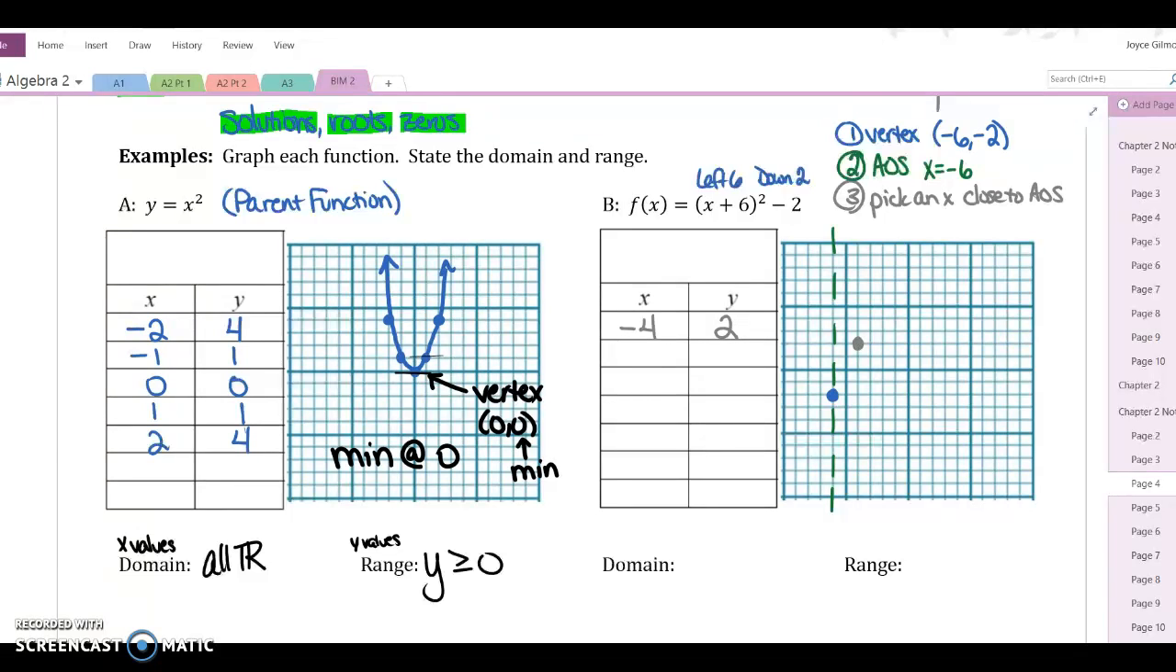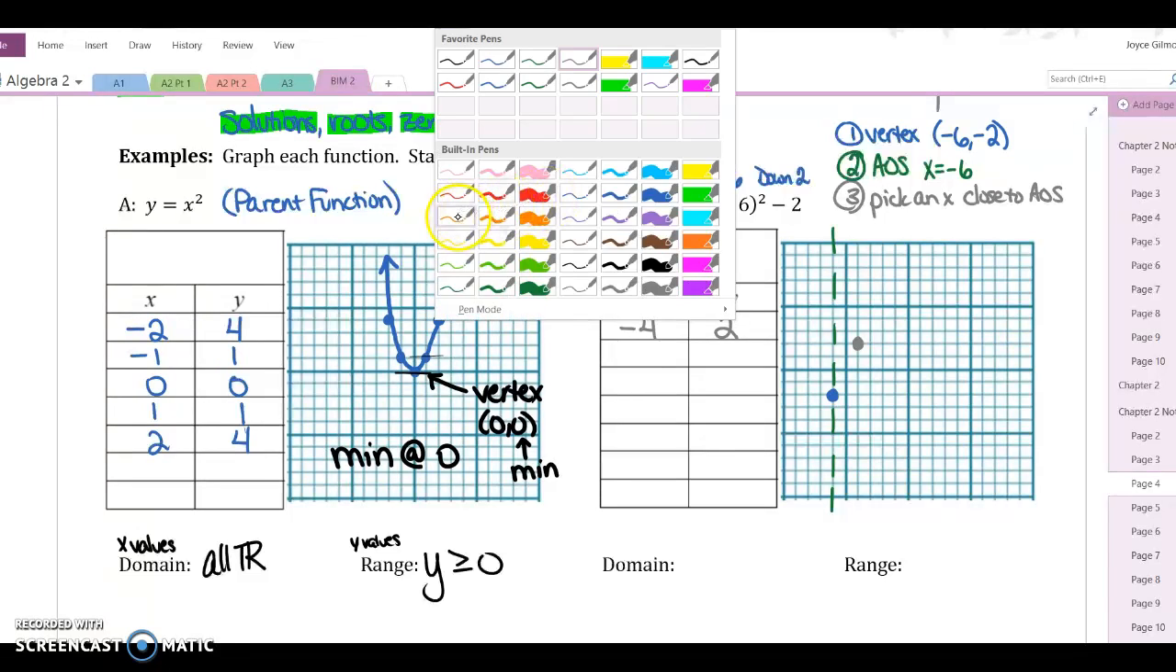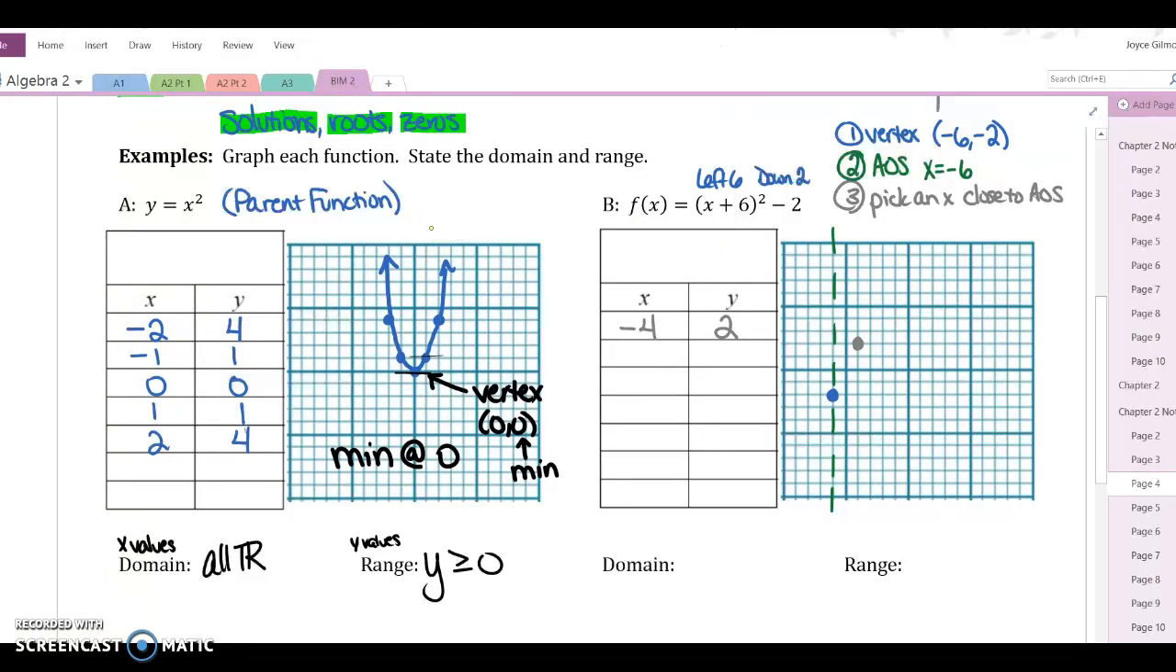Why do we call the axis of symmetry a symmetry line? Because the parabola is symmetrical. So if this point is on the right side of the symmetry line, what could we do at that point to get another point on the other side? Just reflect it over. So step 4, reflect your point. This point is 2 units away from the symmetry line. Go 2 units in the other direction.